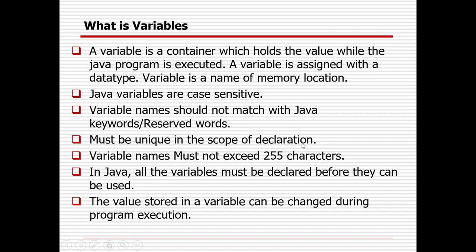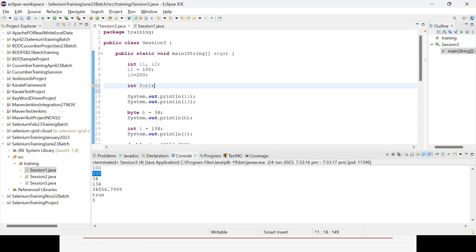A variable must be unique in the scope of declaration. Whatever variable you are declaring should be unique in your code. If you declare a duplicate variable, it will throw an error, because it is already declared and you cannot create a duplicate. So I11 will be fine, but not I1 exactly, because it is already declared. Your variable should always be unique in the code.